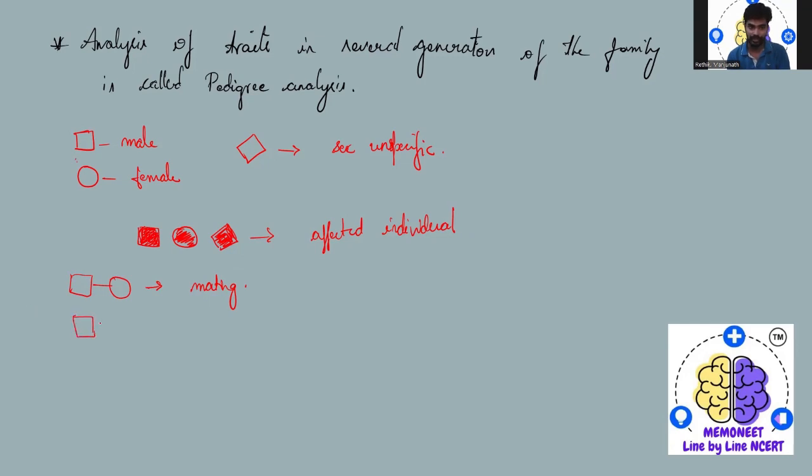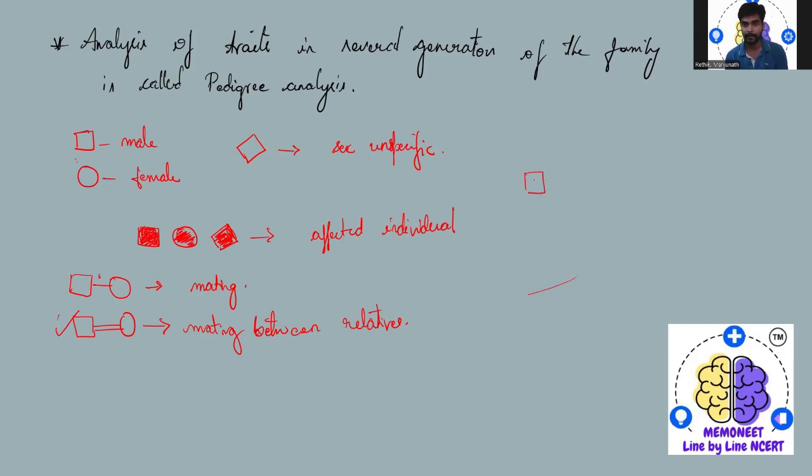If I write the symbol like this, okay, what does it indicate? Again married mating, but mating between relatives. So here the marriage is happening between the relatives itself. To show that, we prefer this symbol. The next, if I write like this, where it is.